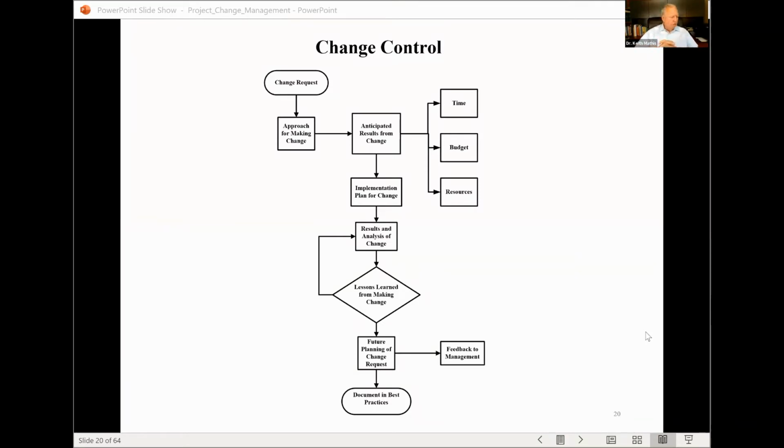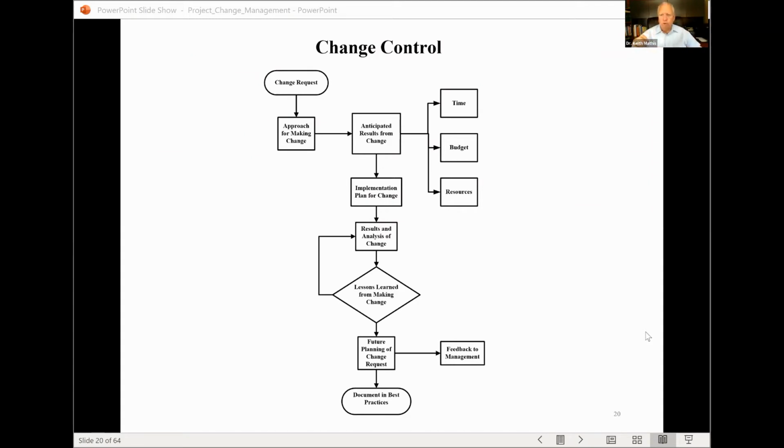Now, let me share with you a very simplified change control process here. Let's assume, and yours might be a little different than this, but I want you to have a flavor of this. So you've got a change request, and then you have to look at the approach for making the change. Then also anticipated results from the change. By anticipated results, that's why you're looking at time, budget, and resources. What's that going to do in these areas? And then the implementation plan for the change.